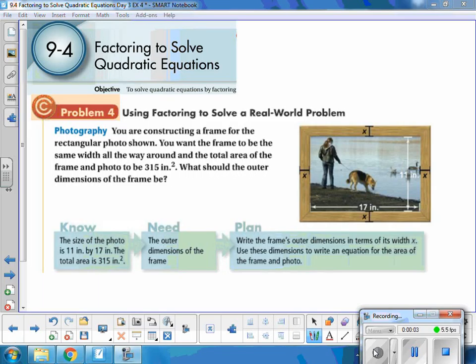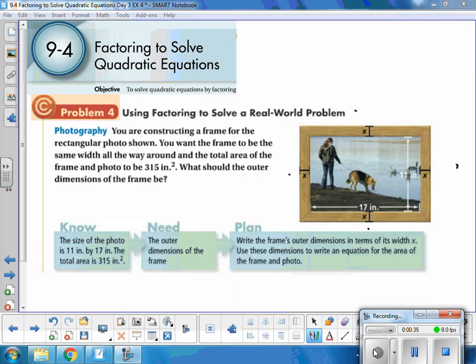All right, today's lesson we are going to continue to solve quadratic equations, but this time it is through factoring, and we're going to do it through a real-world problem. Sometimes this method is actually being used, like when you're constructing a frame for a rectangular photo, as shown. You want the frame to be the same width all the way around. That's represented by my x's. And the total area of the frame and the photo combined to be 315 square inches. What should the outer dimensions of the frame be?